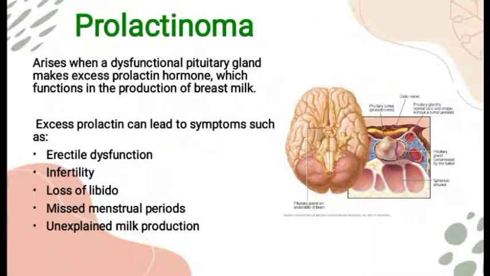The last one we have is prolactinoma. This prolactinoma arises when a dysfunctional pituitary gland makes excess prolactin hormone, which functions in the production of breast milk. Excess prolactin can lead to symptoms such as erectile dysfunction, infertility, loss of libido, missed menstrual periods, and unexplained milk production.